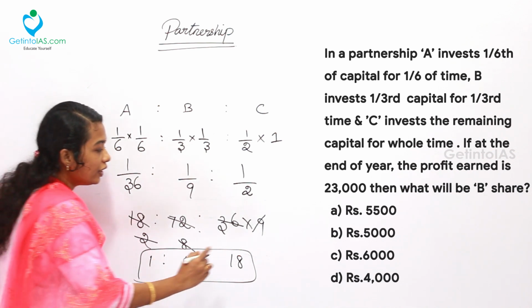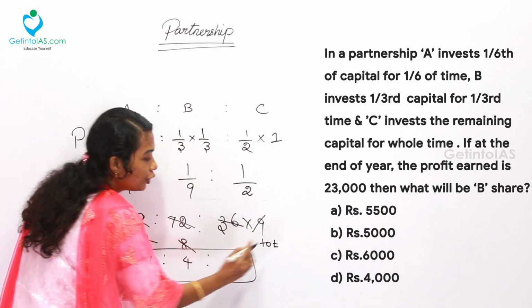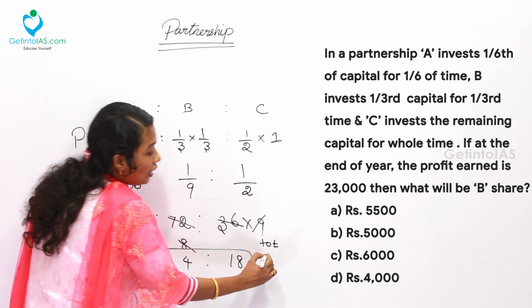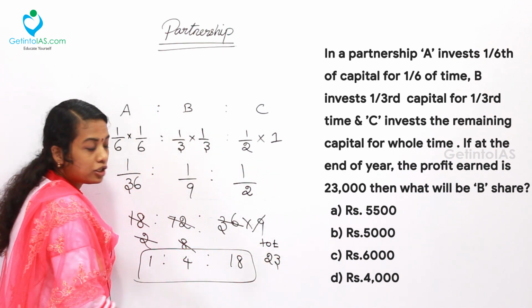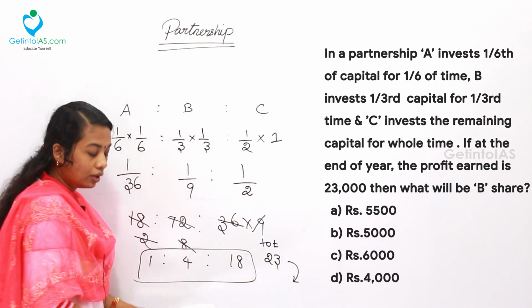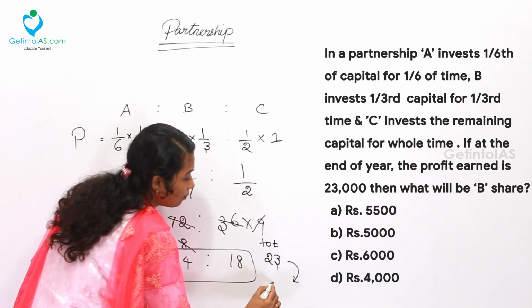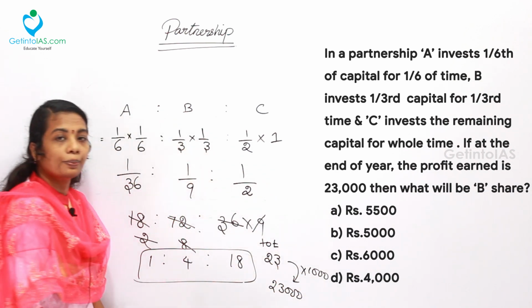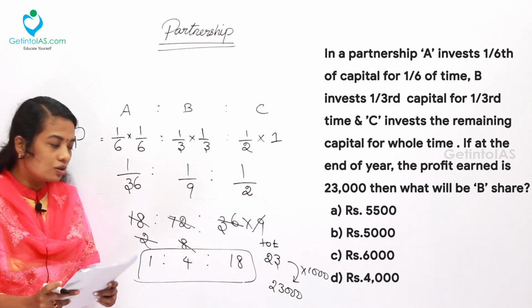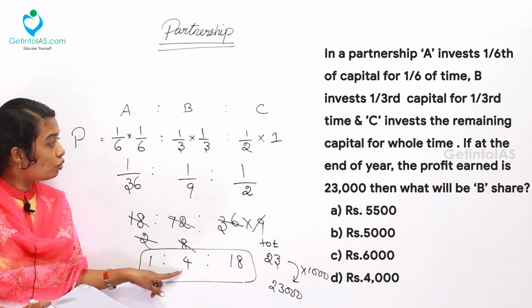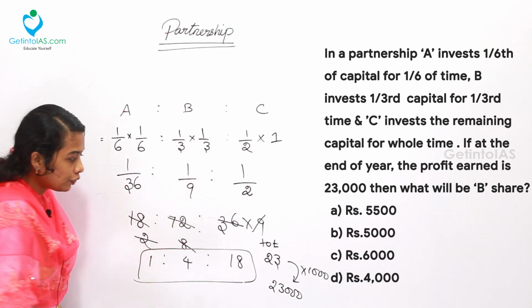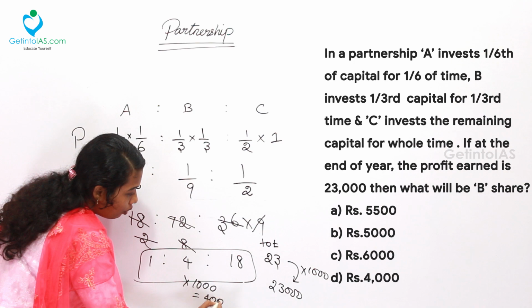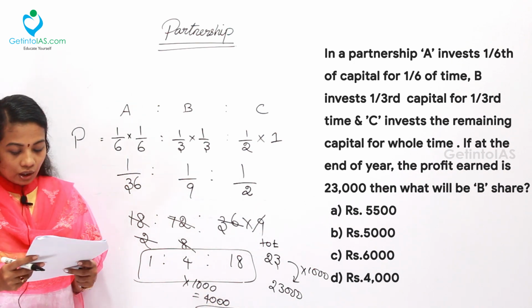So for that, the corresponding ratio will become the total of all the three values. What is 1 plus 4? 5. 5 plus 18, 23 units. This 23 units consists of the amount 23,000. So 23 units is 23,000, 1 unit is simply 1000 rupees. So here we want B's share. What is B's ratio units? B's ratio units 4. So 4 into 1000, which is 4,000 rupees, which is given in option D.